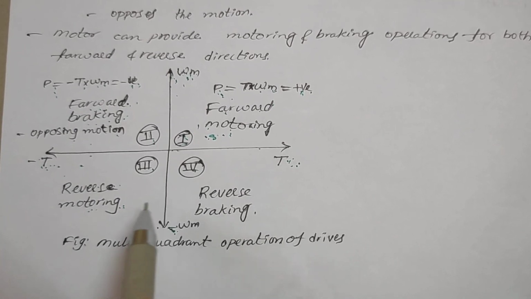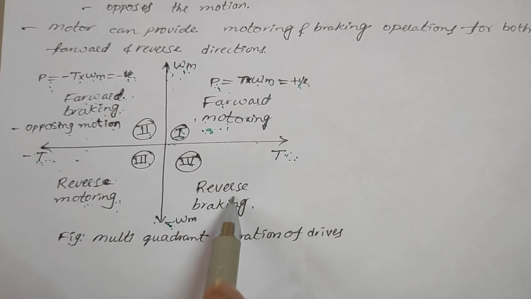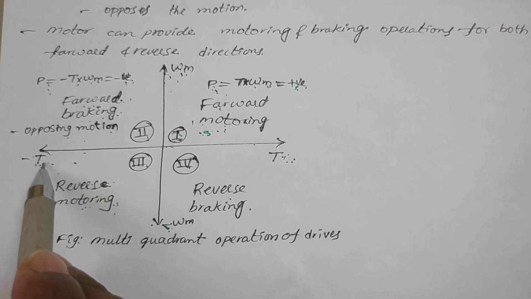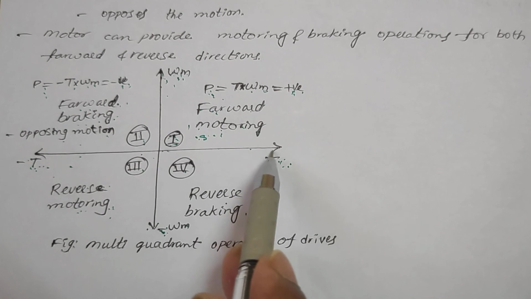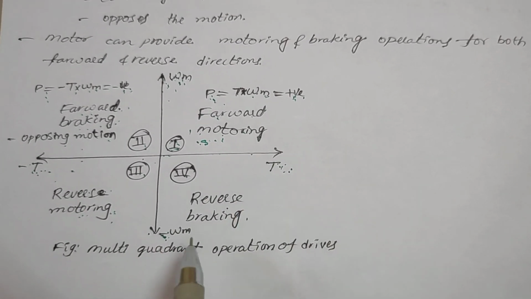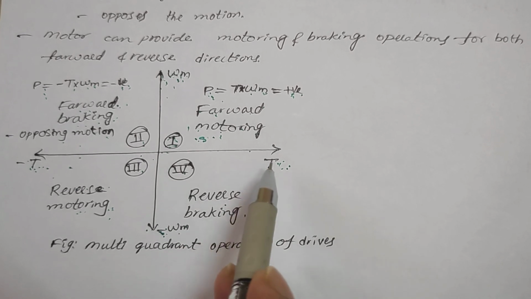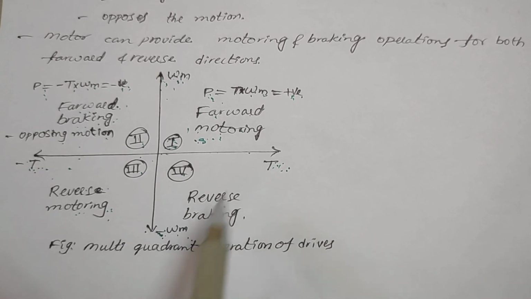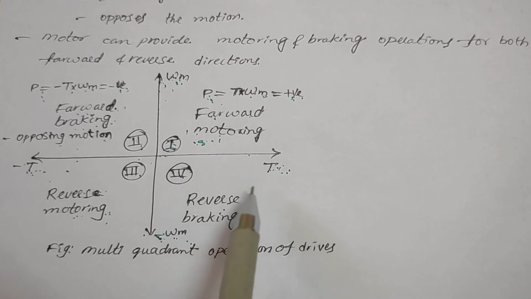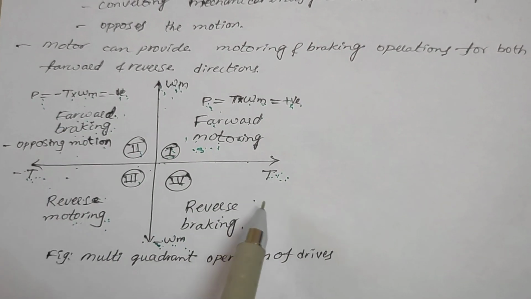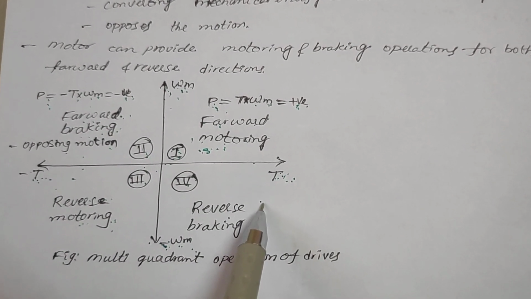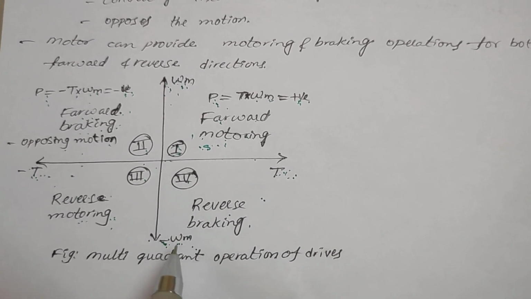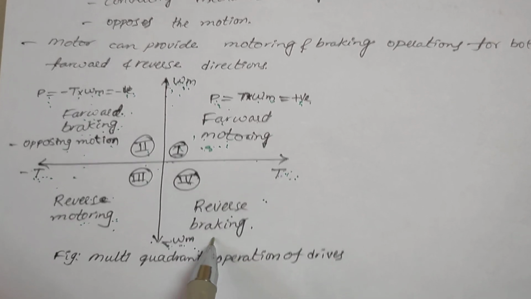Again, from reverse motoring to reverse braking, we need to reverse the torque direction. The torque is now in the negative direction, and it needs to enter into the positive torque. Once one of the parameters, torque or speed, is negative and the other positive, your power will be negative, right? Power P is equal to plus T into minus omega m, negative power. Negative power means it is in braking operation, but it is in reverse braking operation because speed is negative.